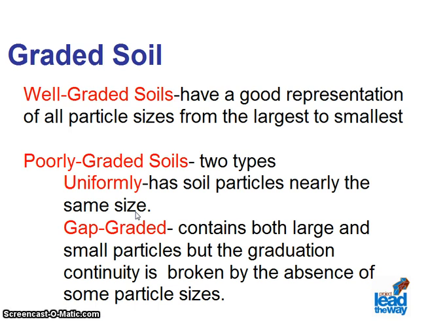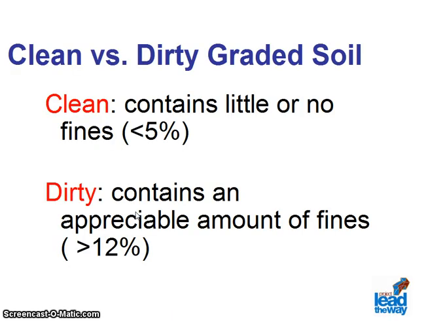A gap graded soil contains both large and small particles, but the gradation continuity is broken by the absence of some particle types. A gravel or sand soil type can be further classified as clean versus dirty depending on the percentage of fines within the soil sample. If a sample is identified as clean, it contains little or no fines, generally less than 5%. A soil is identified as dirty if it contains more than 12% fines.